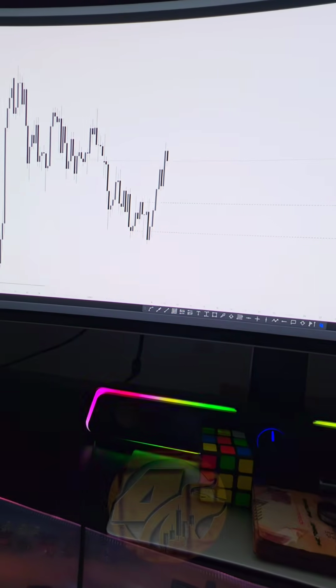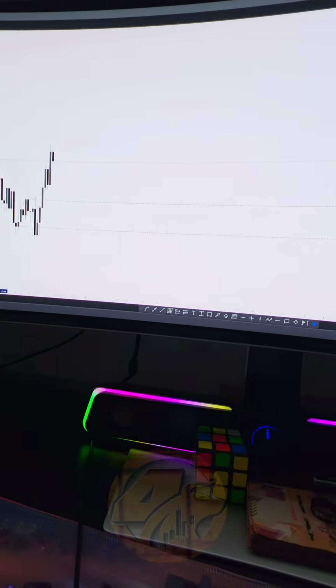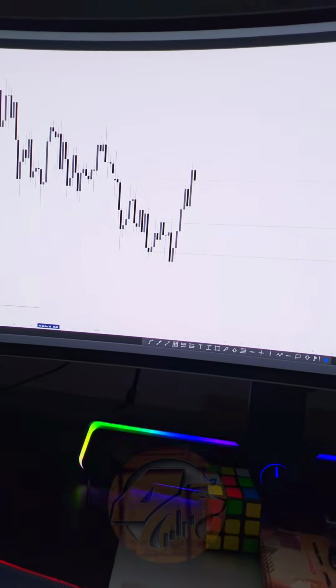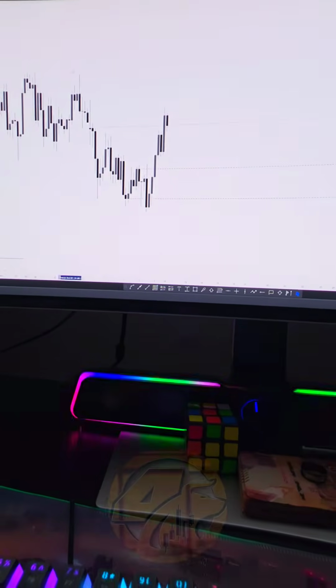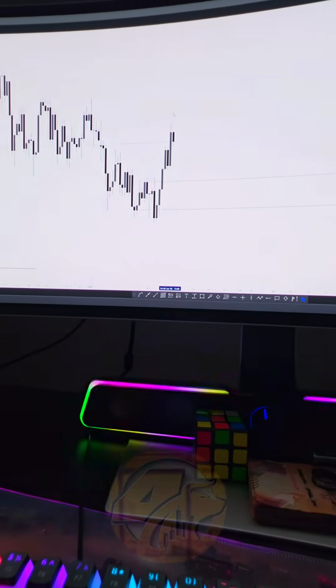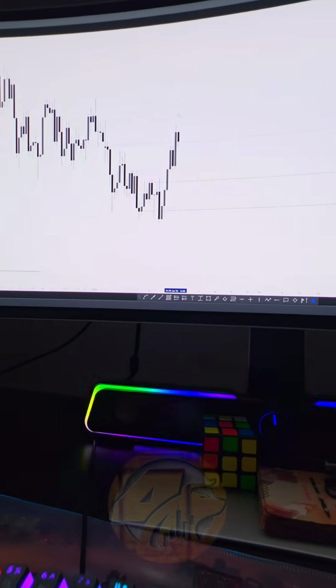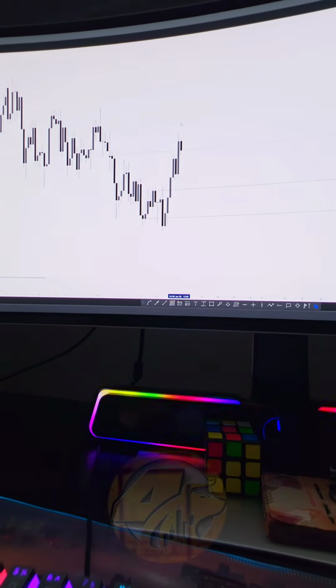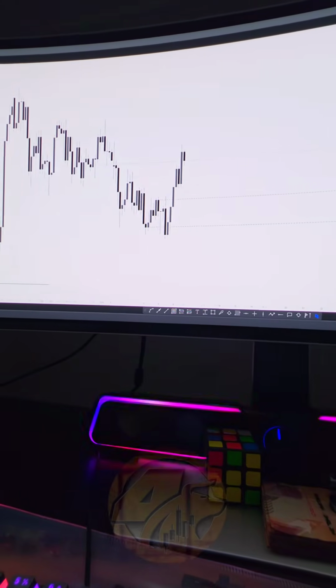Another way of being profitable is just make sure that your chart is very clean. If your chart is clean, as you can see here, are you seeing any indicator on my chart? There's no indicator. So the more your chart is clean, the more profitable you will be, because it increases clarity in the charts. And when clarity increases, you know what that means.